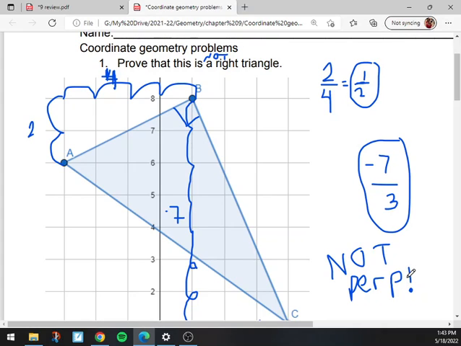Are there any questions on that? Do you have any questions with what we just did? If you're trying to prove something is or isn't a right triangle, that's all you have to do. You just look at the slopes. If they're flips and one's negative, boom, done.